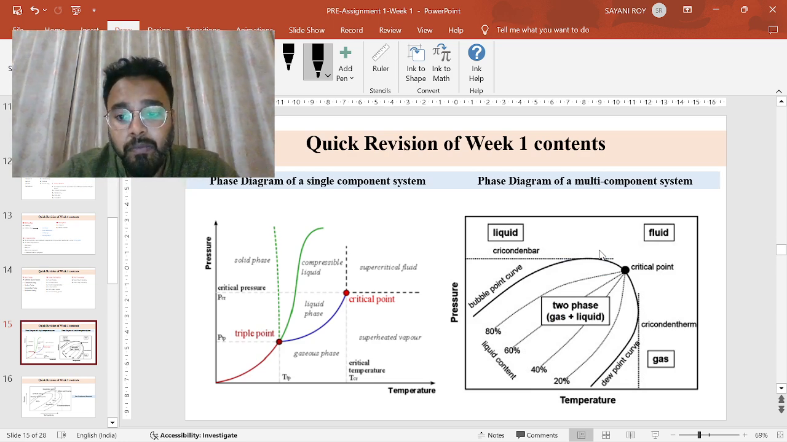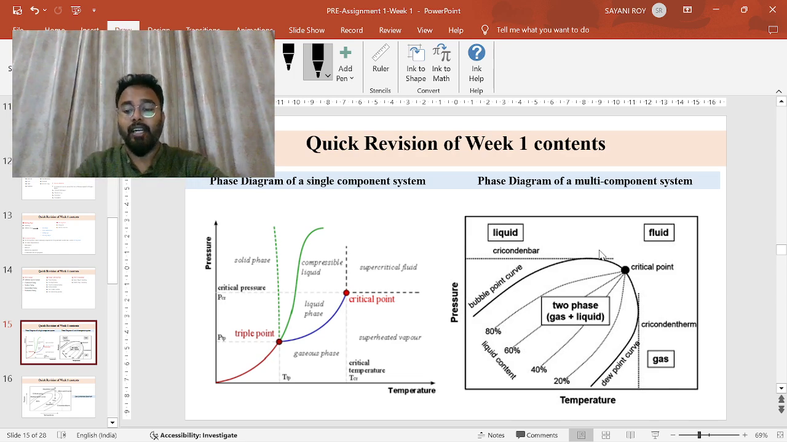Here is a phase diagram, you can see the pressure-temperature diagram of a single component system. There is the critical point. Above the critical point, the fluid acts as a supercritical fluid. A supercritical fluid neither acts as a pure liquid nor as a pure gas. The phase is somewhere in between. Below the critical point, on the left side there is the liquid phase. On the right side is the gaseous phase. Then there is a solid phase also at the left corner.